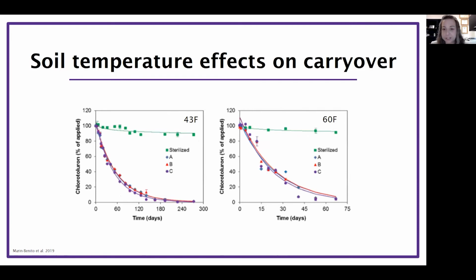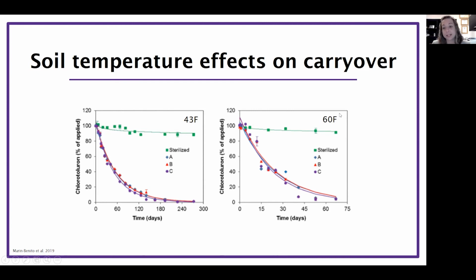A second characteristic of the environment that can affect microbial activity is temperature. Okay, so these graphs here are looking at a sulfonylurea herbicide, and similar to the previous slide, they're just looking at what percent of the applied herbicide is left. Okay, they looked at this response at 2 different temperatures, a cooler temperature and a warmer one: 43 degrees Fahrenheit and 60 degrees Fahrenheit.